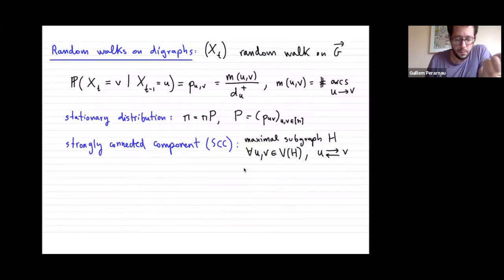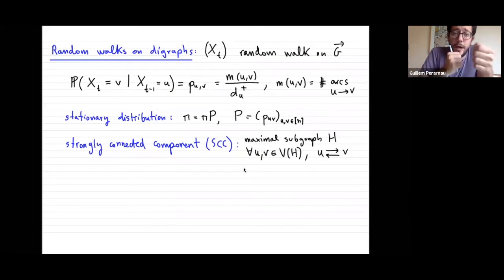The probability that I move from a particular vertex u to v doesn't depend on the time t, and it's just the number of arcs that go from u to v divided by the total number of arcs that go out from u. In words, at a particular time I'm at a vertex, I have d_u plus edges going out from me, and I just take one of them uniformly at random and move to the target.